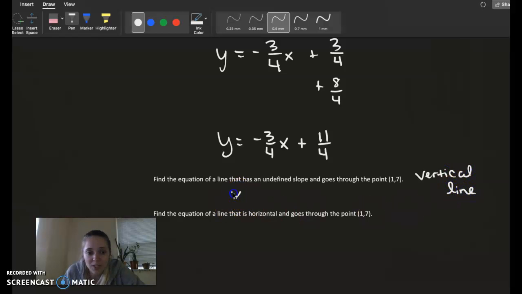So we know that our equation is x equals something, so what's the x value of a point it goes through? So it goes through the point 1, 7, and the x value there is 1. So the equation is just going to be x equals 1.